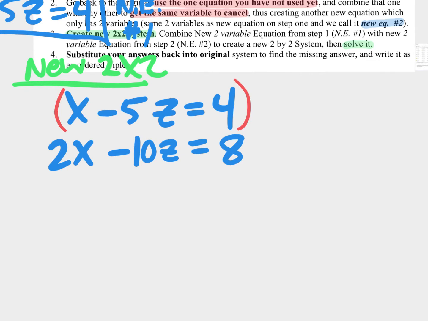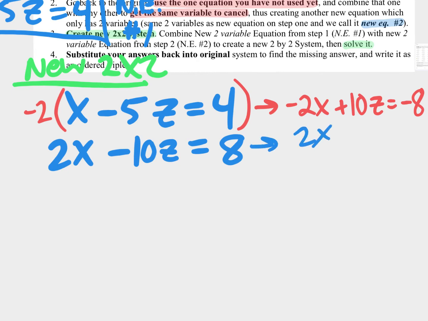If I just go 2, negative 2, there you go. So when we multiply by negative 2, that'll give us a negative 2x, a positive 10z equaling negative 8. And, okay, I guess I was right originally. Everything cancels out. So this does become a special problem. 2x, just rewrite it, minus 10z equals 8. And yes, that cancels, this cancels, that cancels.